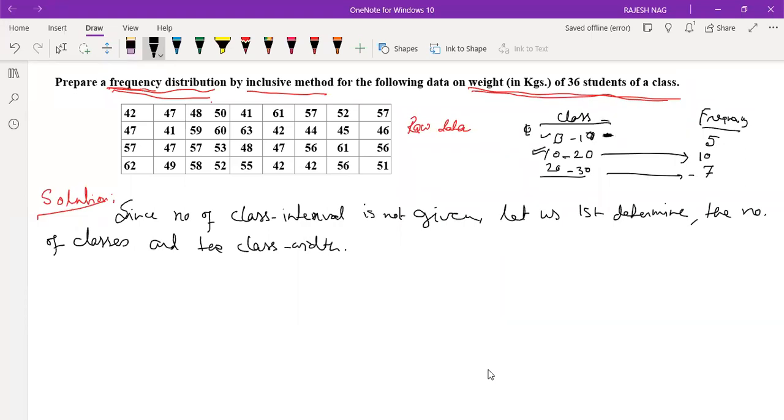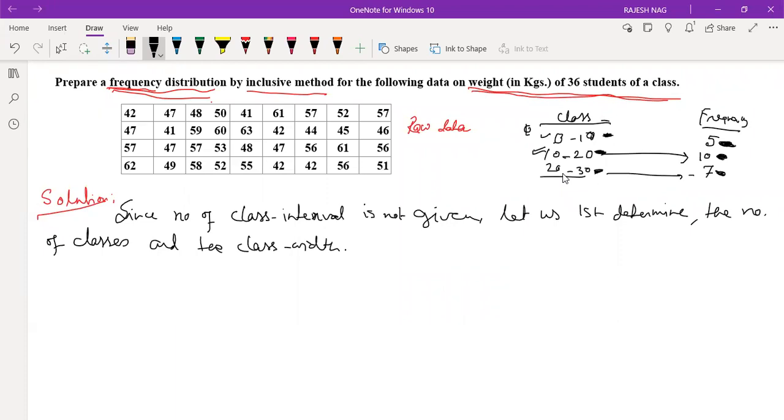So they are called class intervals: class interval 1, class interval 2, and class interval 3, right? And they are called frequencies: frequency 1, frequency 2, frequency 3. But for this raw data, no such standard is given. We don't know how many classes there are. The number of classes and the class width. Class width means: 0 to 10, the difference is 10; 10 to 20, the difference is 10; 20 to 30, the range is 10. So sometimes it is called range, sometimes it is called class width.